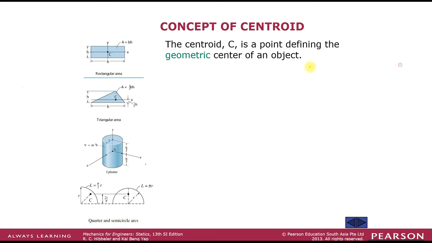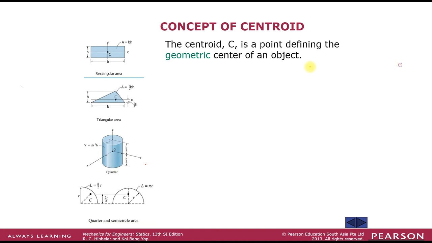So for example, for a rectangular area with different length and width, the center is at the middle of the width and length. For a triangle with an area of a half length and height, the centroid is 1/3 of h, the height. For a cylinder, you have a centroid which is half of the height, and in the radius, the middle of the radius. And for quarter or semicircular arcs, the centroid is equal to 2r over pi, 2 times the radius over pi.